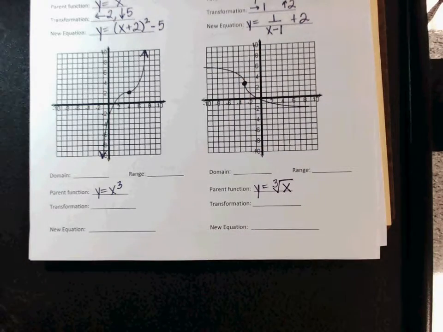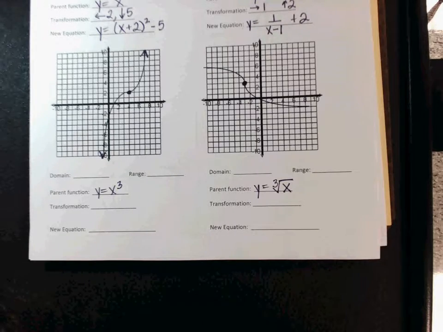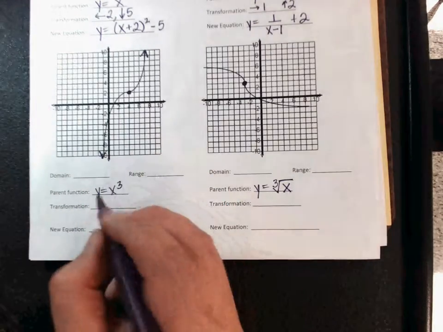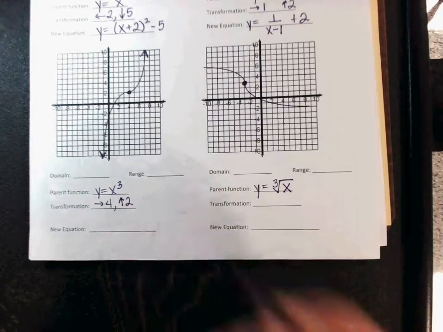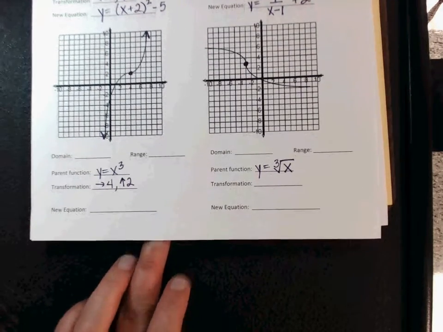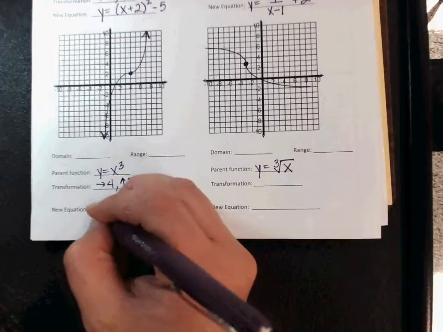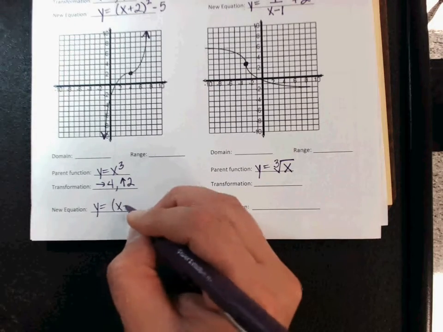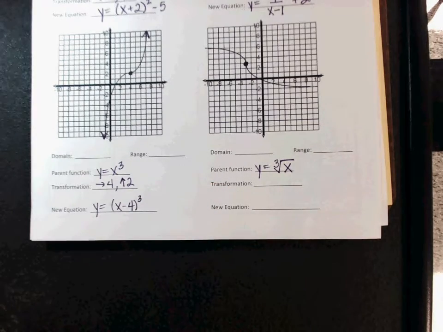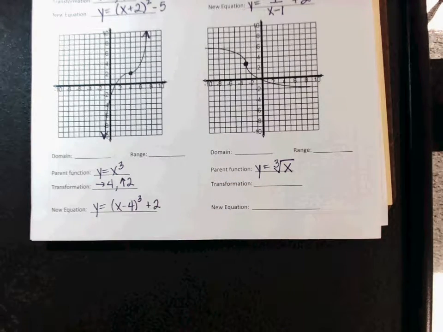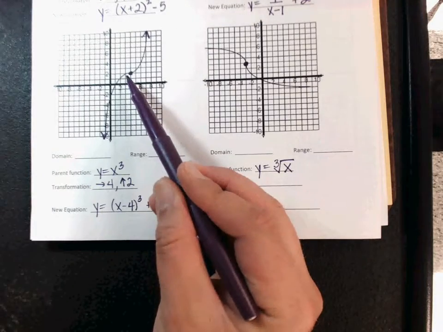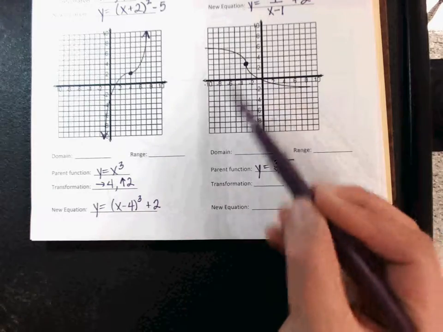Okay, so look at the first one right here. What is my transformation? Which way did it shift? To the right 4 and then up 2. So if it's to the right 4, what will I put with x? Plus or minus 4? Minus 4. And then for the up 2, I would just put a plus 2 at the back. Now, is it going uphill or downhill? Okay, that one's going uphill, so I don't put a negative in the front.